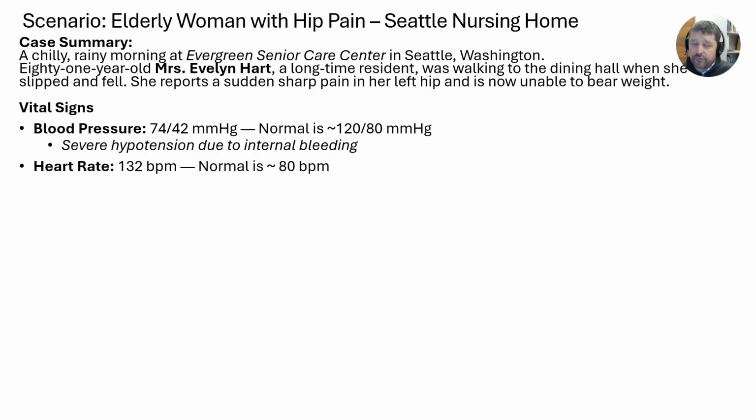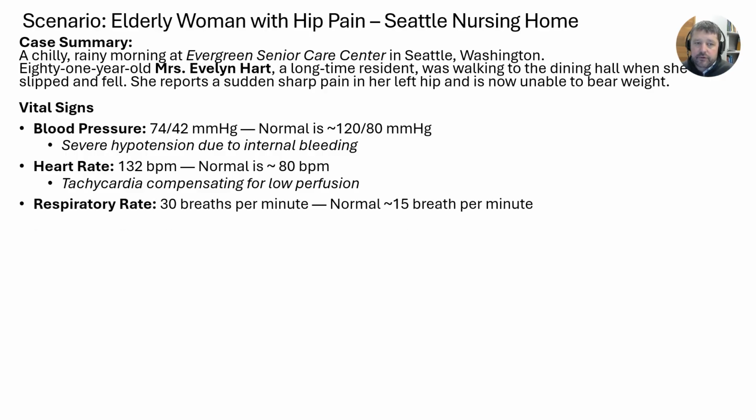If we look at the heart rate of the individual, we might say the heart rate is 132 beats per minute. If normal was around 80, then we've got to look back and say, all right, low blood pressure, but high heart rate. So is that heart rate high because homeostasis is taking place and they're trying to account for the low blood pressure? Probably. It's tachycardia compensating for that low perfusion.